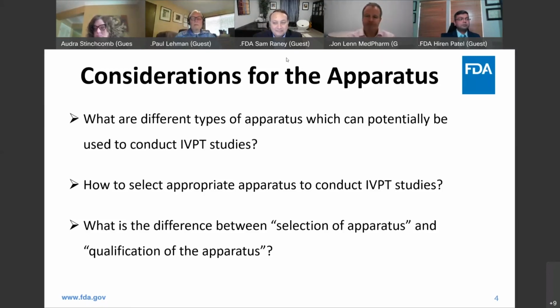And as you just said, we have a whole dedicated session about diffusion cell apparatus on day 3. So let's not spend too much time on the apparatus as we have many other things to discuss for the IVPT studies.